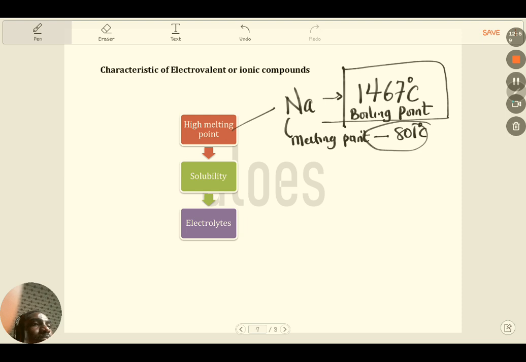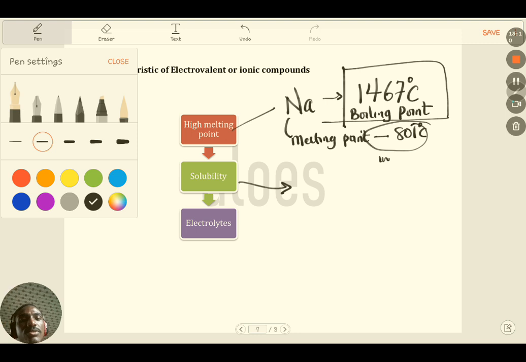So for reference purposes, know that water boils at 100 degrees Celsius. So this is almost like 8 times the temperature of boiling water. Very, very hot. And also solubility. What do we have to say on solubility? They are actually very, very soluble when dissolved in water.